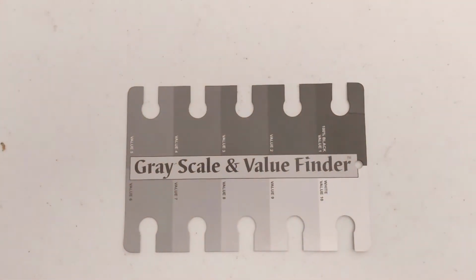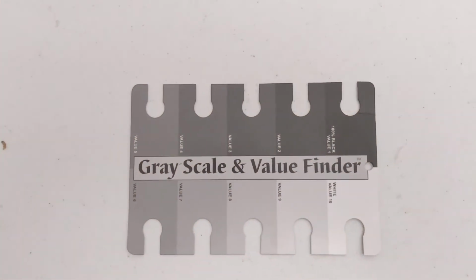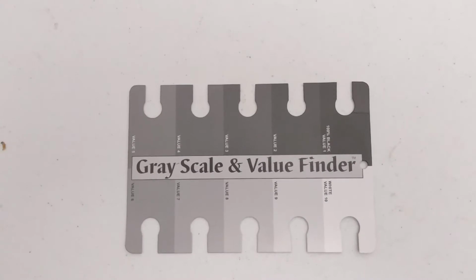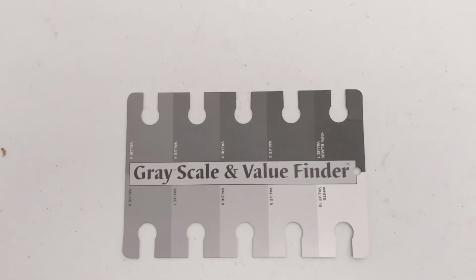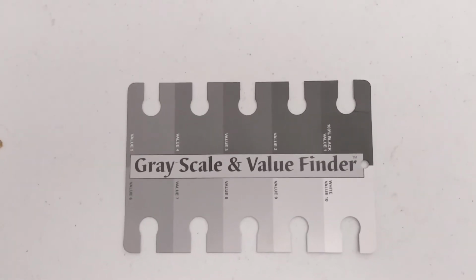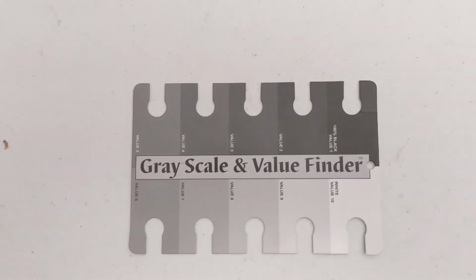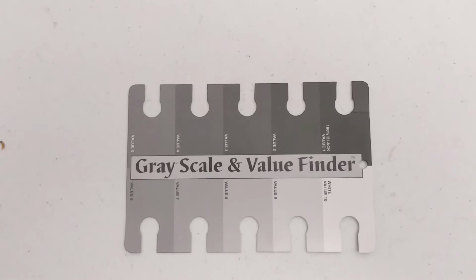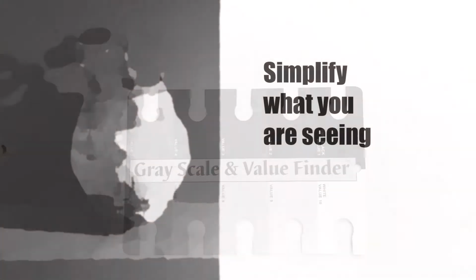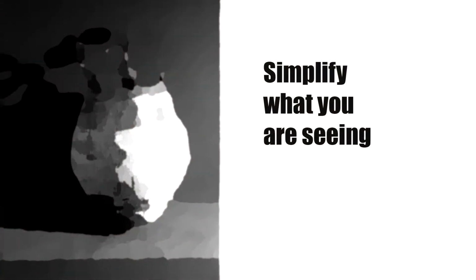But first I want to talk a little bit about tools. For this video, all you need is a regular pencil, some paper, and something similar to this called a value finder. This is going to help you to assess your values during your painting. And the purpose of the video, again, is to simplify what you're seeing. Once you can simplify what you're seeing, you'll be able to assess the values a little bit easier.